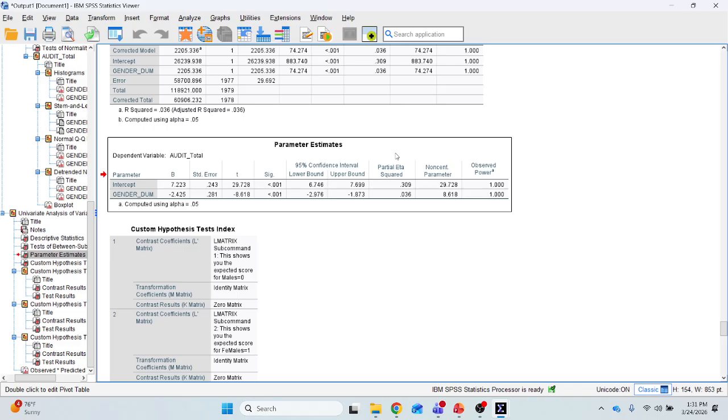Can you find the intercept? Again, the intercept is the expected score when all my predictors are 0. In this case, I have only one predictor, and 0 represents males, 1 represents females. So intercept is the expected, yes! It's the same. Alex was pointing out, it's the same.